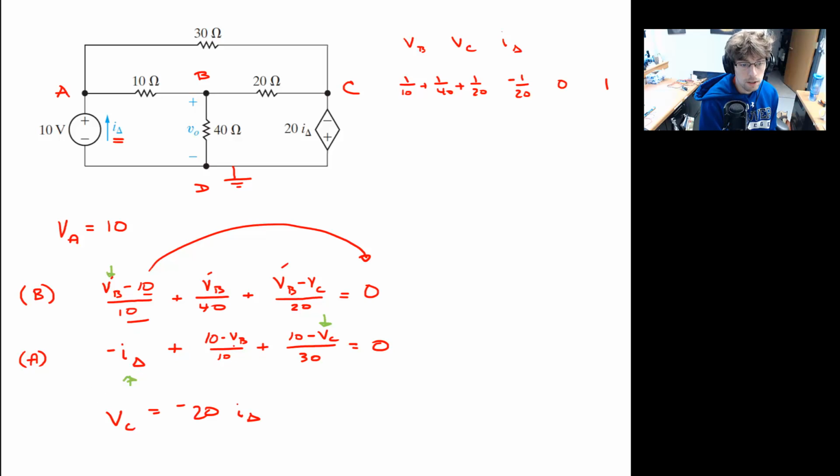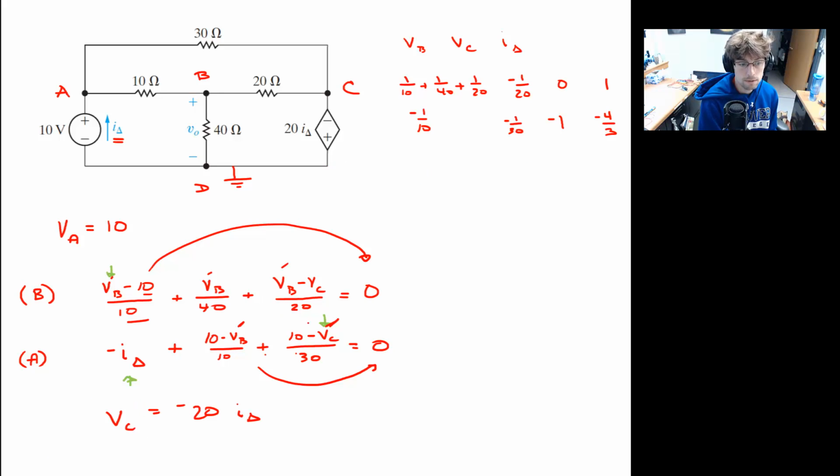Second equation. Well, okay, we have negative 1/10 for VB right here. We have negative 1/30th for VC. So I put negative 1/30th for VC. That would take care of this one right there. And we have negative 1 for I. And what do we have left over? We have 1 plus 1/3. So that gives us 4/3. And again, standard form, we'd have to move that to the other side. So we have negative 4/3.